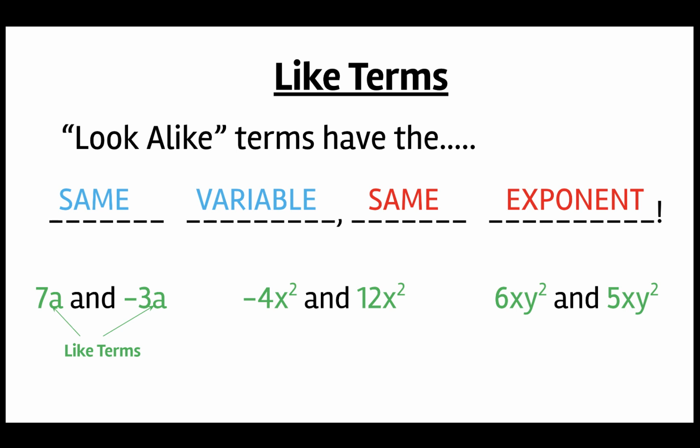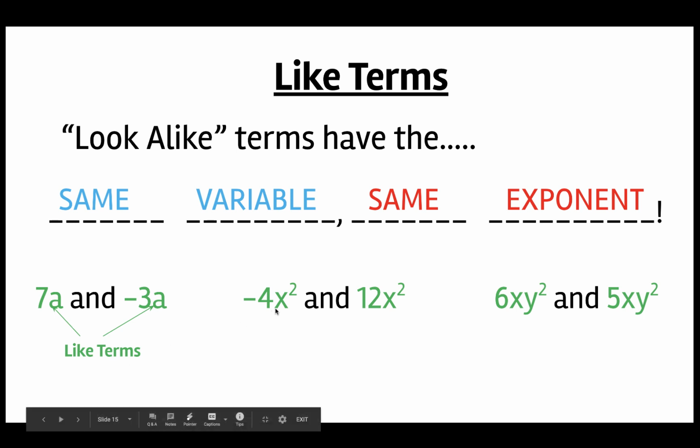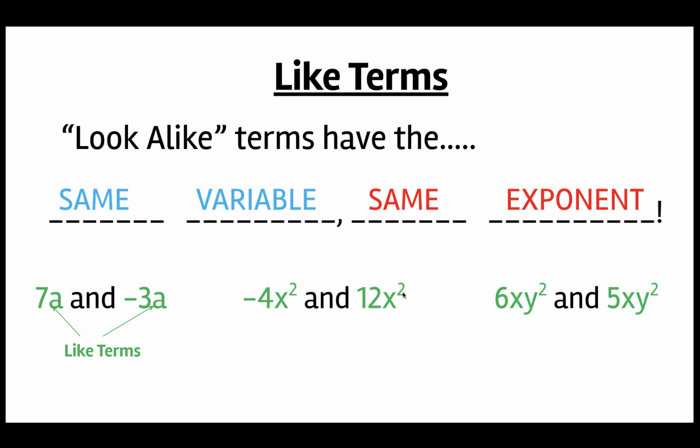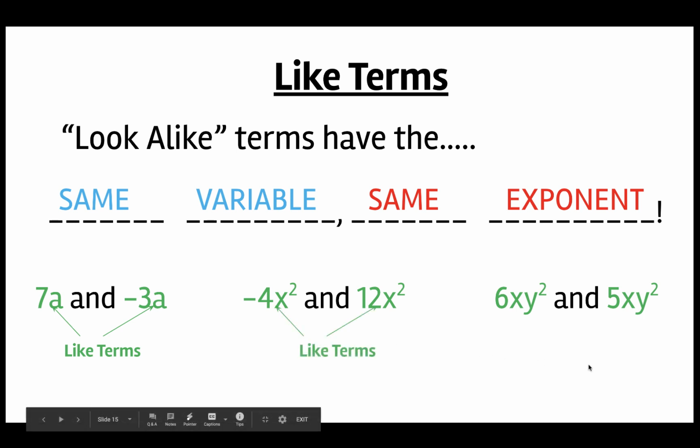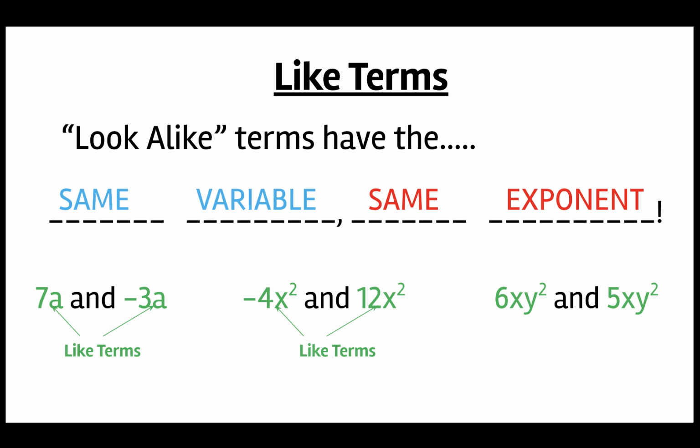Next, negative 4x squared and 12x squared. Are those look-alike terms? Could we combine them together if we needed to, like my apple and banana problem before? Well, do they have the same variable? Yes, they have x and x. Do they have the same exponent? Yes, they're both being squared. The x's are both being squared. These are look-alike terms. Go ahead and draw the arrow and write like terms underneath that second example.